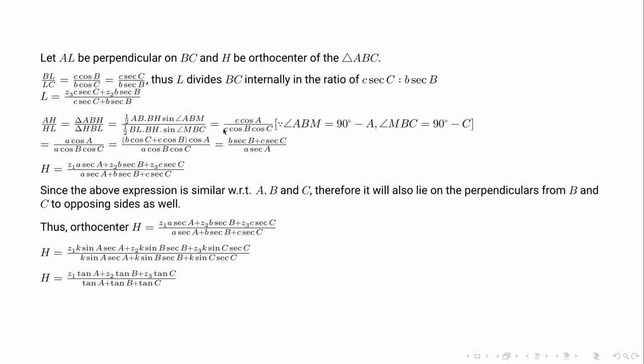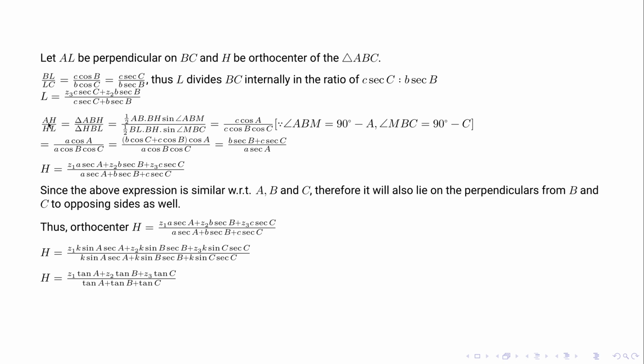Now C gets cancelled out and we multiply and divide with A. Now A we can write as B cos C plus C cos B. So we arrive finally at this value. Okay, that is B sec B plus C sec C divided by A sec A. So you see from here we divide by cos B cos C. So this became B sec B. This became C sec C. This cos A goes down. It becomes A sec A.